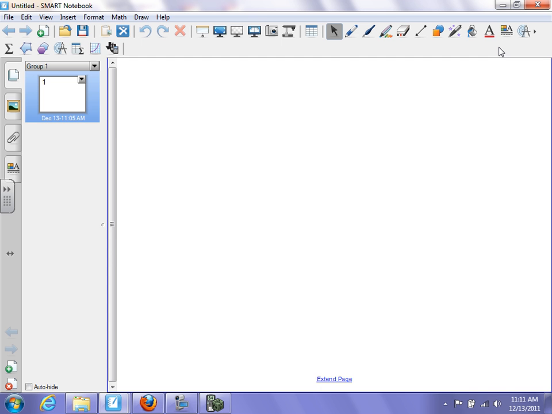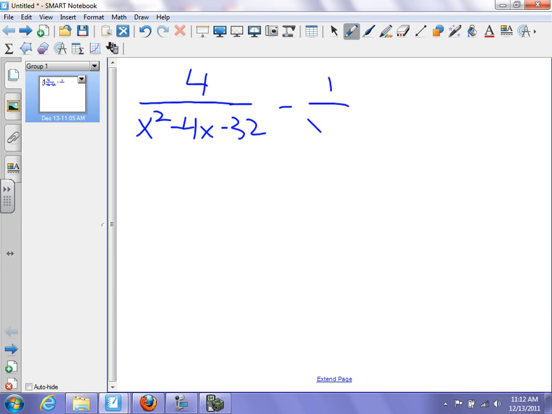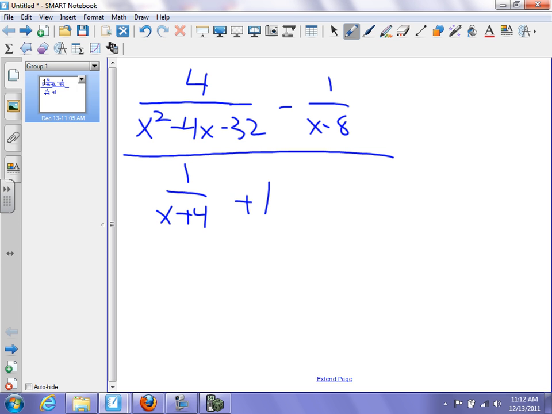Perform the indicated operations and simplify the result. Leave the answer in factored form. And it's one of these monster multi-level fractions: 4 over x squared minus 4x minus 32, minus 1 over x minus 8, and all that is over 1 over x plus 4 plus 1. Wow. Right?